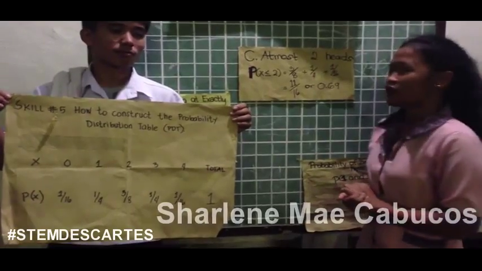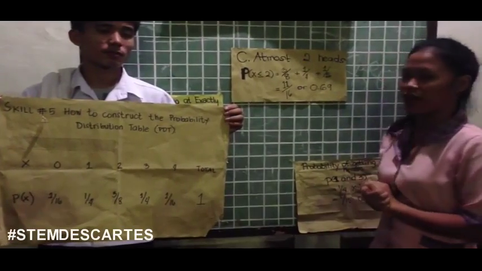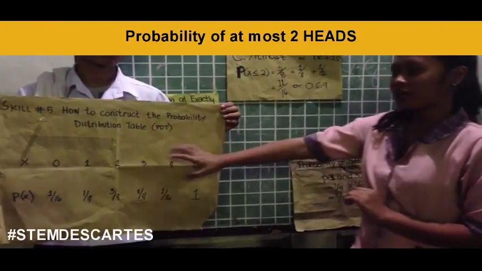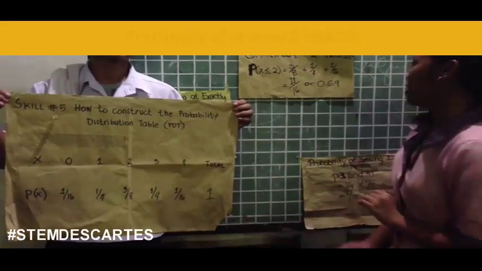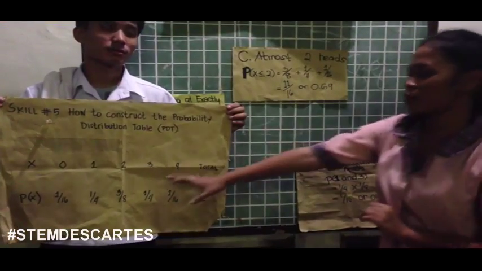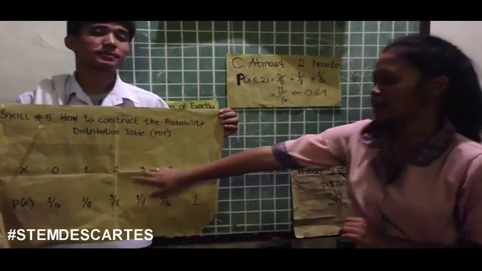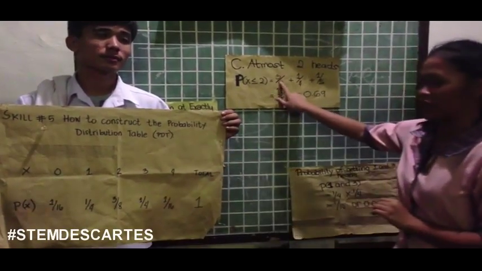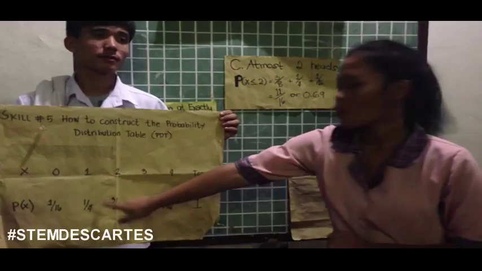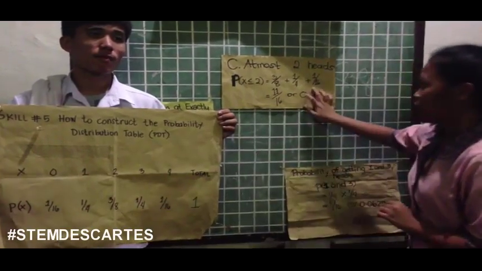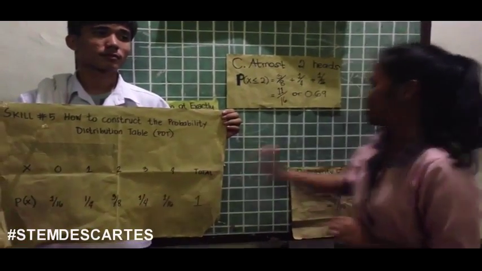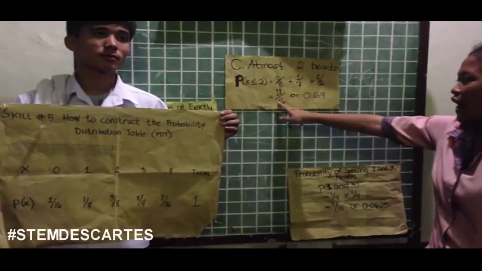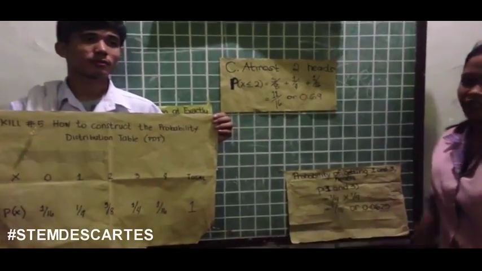So next, what is the probability of at most 2 heads? From the probability distribution table, you have to get the at most 2. So first is the probability of 2. So 3 over 8 plus 1 over 4 plus 1 over 16 is equal to 11 over 16 or 0.69.